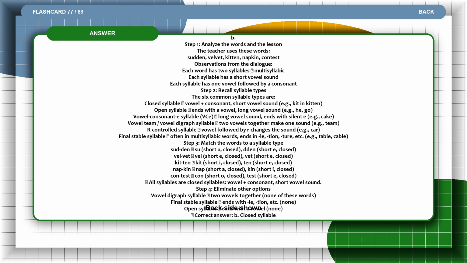Step 4. Eliminate other options. Vowel digraph syllable: 2 vowels together, none of these words. Final stable syllable: ends with -ble, -tion, etc.